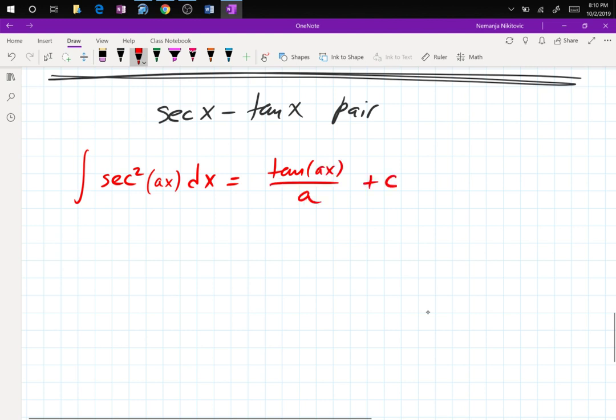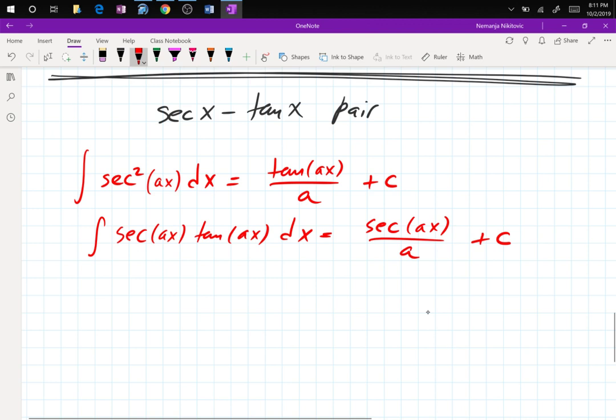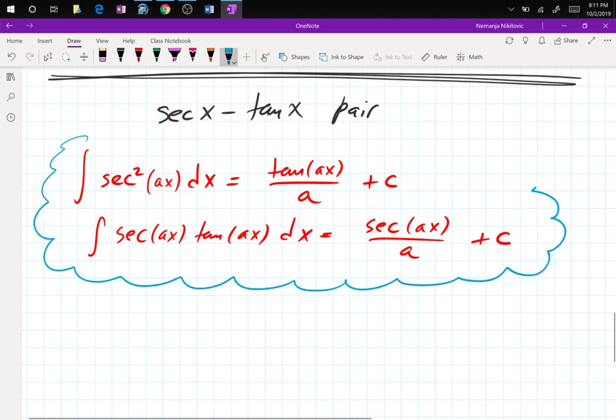Patience, young Padawan. And the other one is the integral of secant ax tangent x dx, which is going to give you secant ax over a plus c. So these are your formulas. Put those on the cloud, right? That's from Calc 1. They are enhanced by this a.